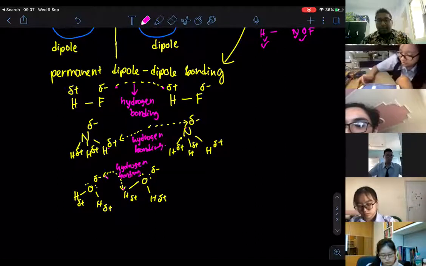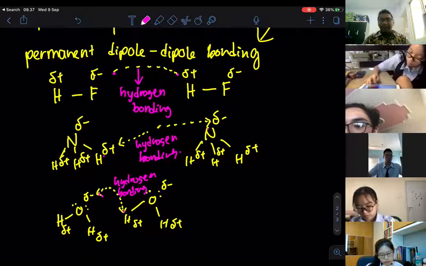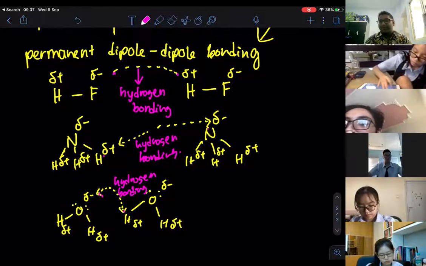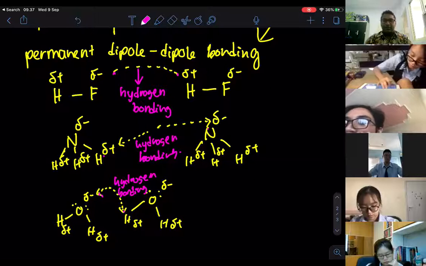So if you look over there, hydrogen bonding is a very special type of bonding, a very strong bonding. It means this will contribute to a higher boiling point compared to the other permanent dipole-dipole, because it involves the least electronegative atom, hydrogen, with the most electronegative elements in your periodic table, nitrogen, oxygen, and fluorine, NOF. Other than that, they are not hydrogen bonding.